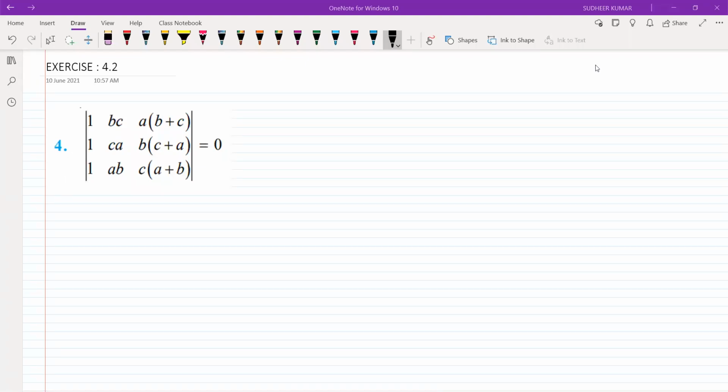C2 plus C3. Can we get it, ma? Yes, what you said is correct. After that, we can take common so that it will be equal to 1, sir. Yes, that's it. So we can easily prove it. So let us go to the solution.